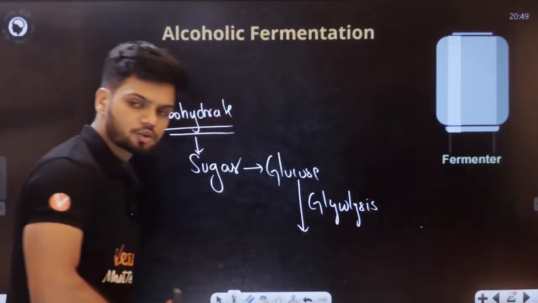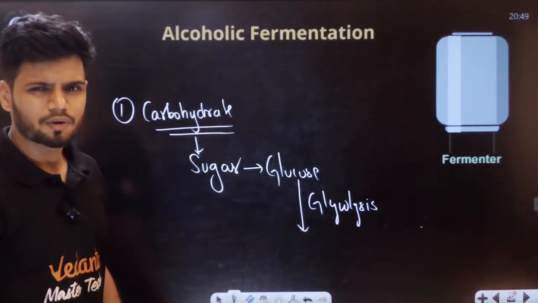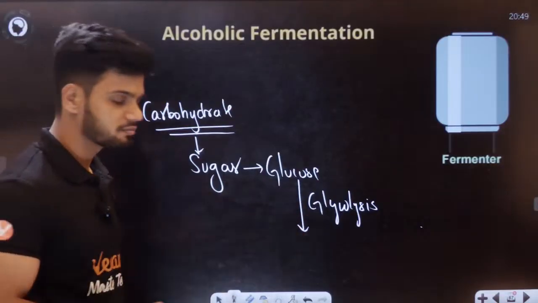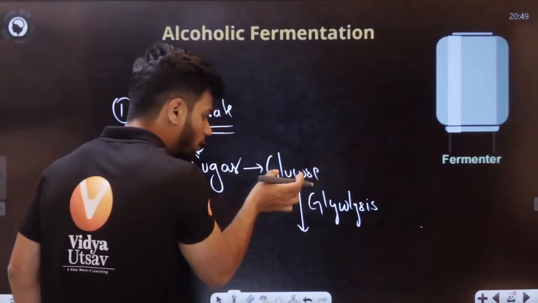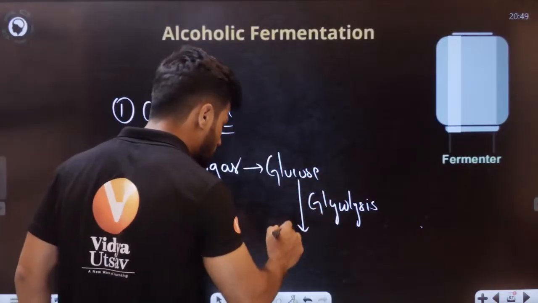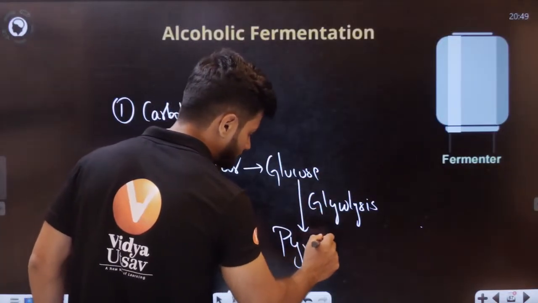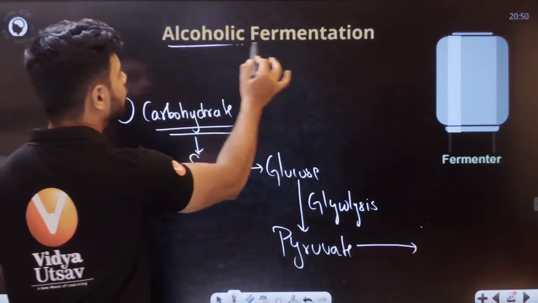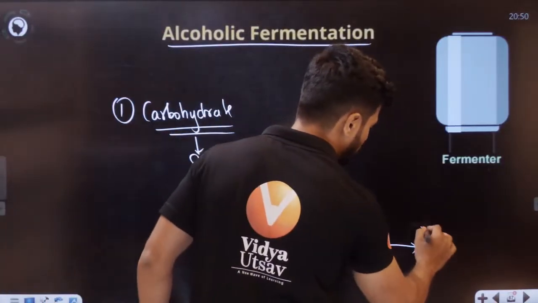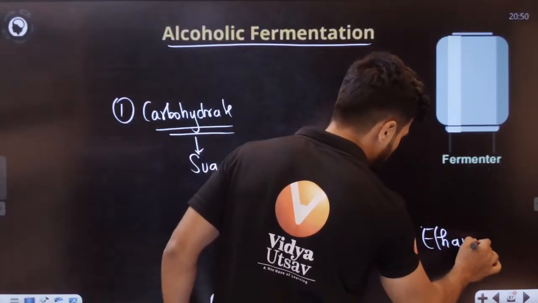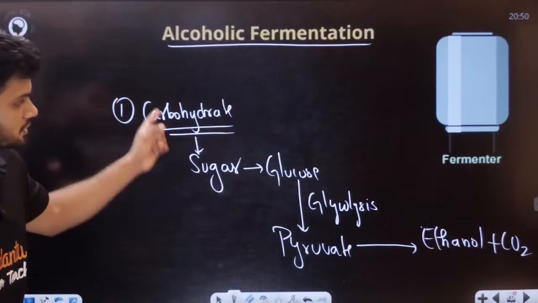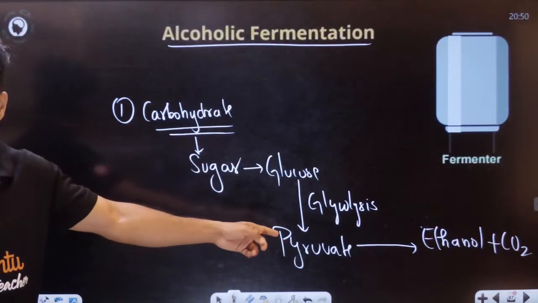glycolysis. Students, can anyone tell me how many steps are there in glycolysis? 10 steps. Very slow you are. After this glucose undergoes glycolysis, we get pyruvate. Now, this pyruvate undergoes alcoholic fermentation to produce ethanol plus CO2. That is what is happening, right?